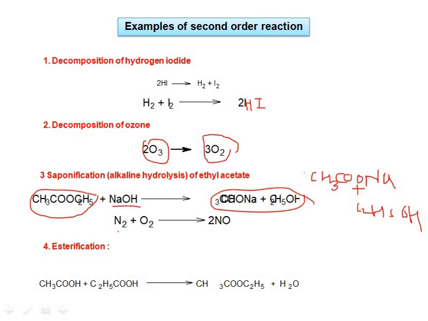Similarly, in another reaction, one molecule of nitrogen gas and one molecule of oxygen gas react to produce twice nitric oxide gas. Similarly, in esterification reactions, one molecule of methyl acetic acid and one molecule of ethyl acetic acid react to produce methyl acetate. So these are some more examples of second order reactions.